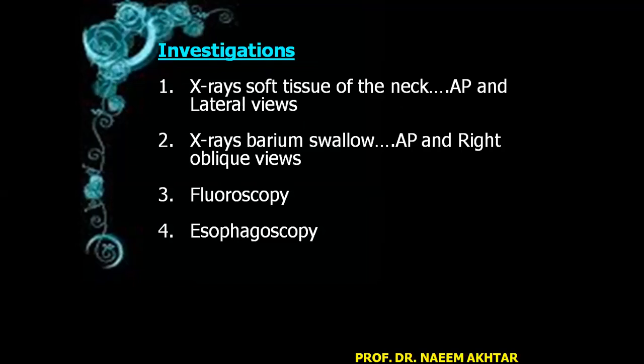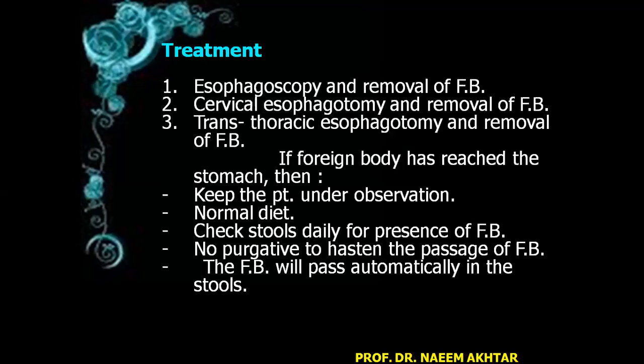Investigations. The investigations we need are X-rays, soft tissue of the neck, AP and lateral views. Both views are very important to locate the site of lodgement of the foreign body in the food passage. Second, X-rays, barium swallow, again AP and right oblique views, fluoroscopy, and esophagus. Treatment. Treatment is esophagoscopy and removal of the foreign body. Second is cervical esophagotomy and removal of the foreign body. Third, sometimes transthoracic esophagotomy and removal of the foreign body.